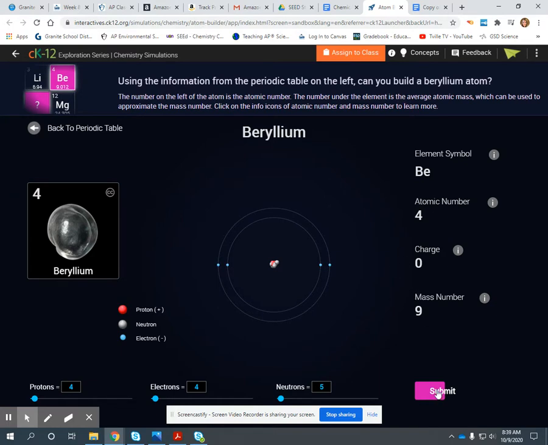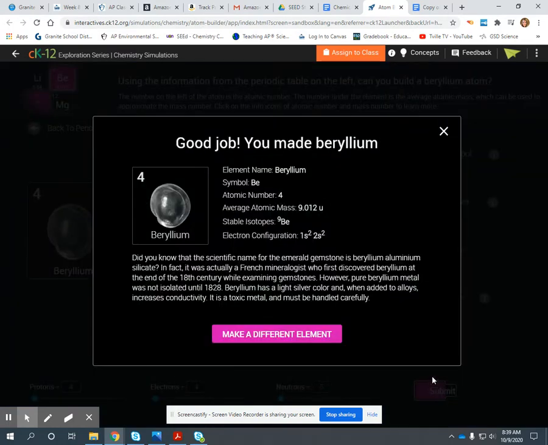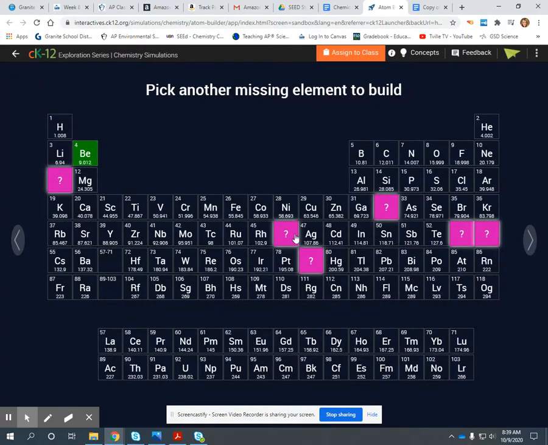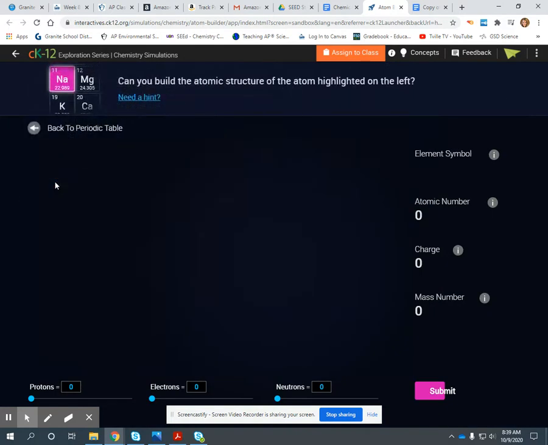So let's see if I got it right. I'm going to click this submission button. Good job. I've made an element of beryllium. Now we're going to make different elements. Okay, so you guys can pick on these different atoms to practice building atomic models. Then, once you guys have completed all the practice problems, I want you to use this simulation to answer the questions on your assessment. So let's go to the assessment and look at some of these questions.